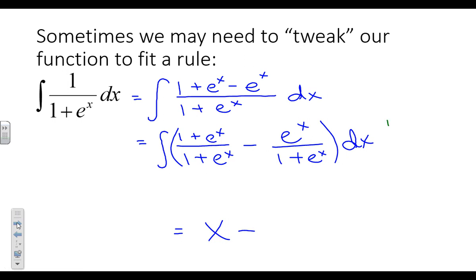U substitution. U can be our denominator, 1 plus e to the x. Du would be e to the x dx.